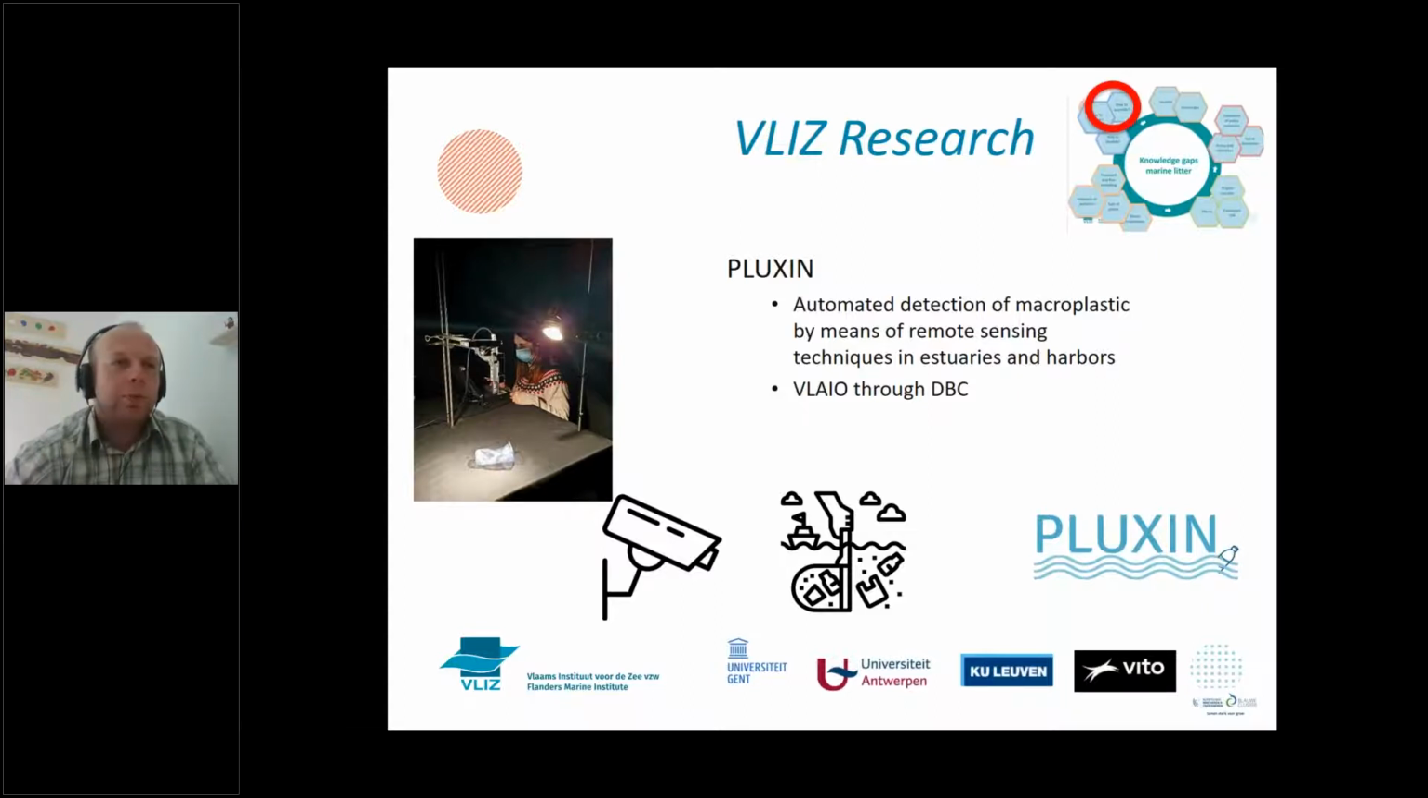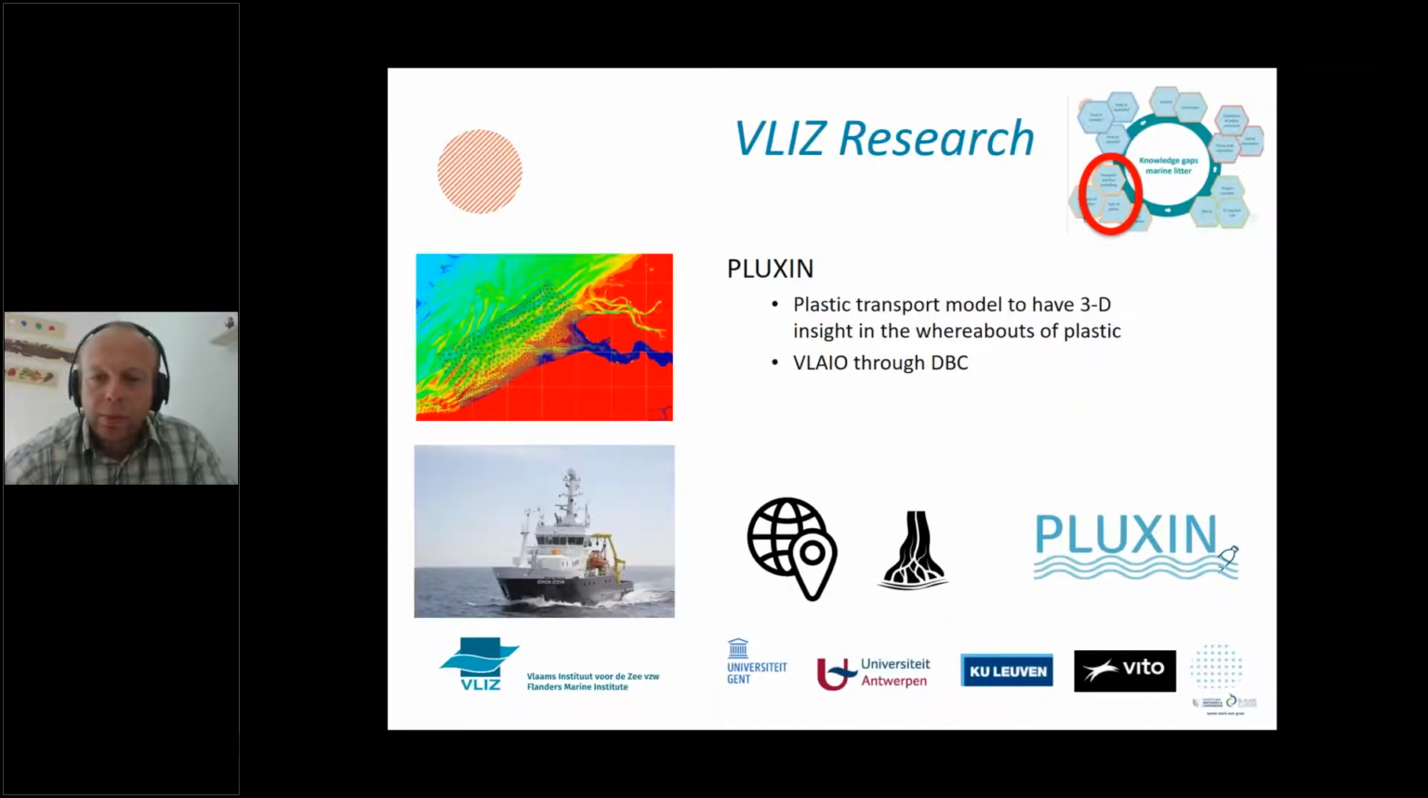The second aim of the PLUXIN project is to develop a plastic transport model for the Belgian or the Flemish situation, and our aim is to have a 3D insight in the whereabouts of the plastic. So we really want to know where the plastic is at which moment, and we want to know which fraction of the plastic floats, which fraction sinks, which fraction will beach. And of course, for this we need a lot of observations to be able to calibrate the model that will be used for that.